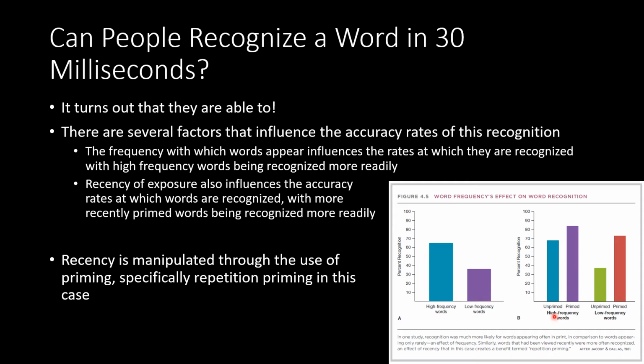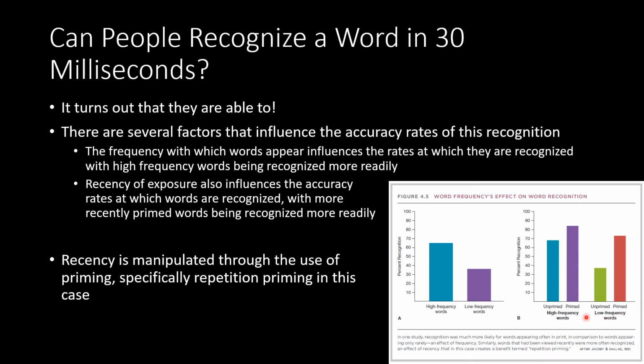So the blue and the green bars here are the same bars as presented here. You see unprimed or non-recent words for the high frequency are still about 65%, and low frequency unprimed are again around 35%. And this is as we saw over here, where people are able to recognize high frequency words at a higher rate than low frequency words.